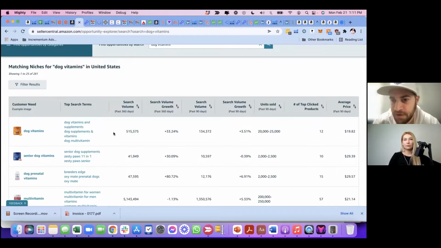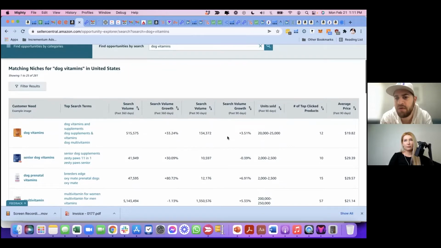So this is the first instance we ever see from Amazon that they're actually giving me search volume on a particular category, which you don't see. I also see Amazon shows me if there's growth in the last year and in the last 90 days in terms of the search volume. They show me how many units have sold in the past 90 days. So for example, here we see 515,000 searches in the last year, 134,000 in the last 90 days.